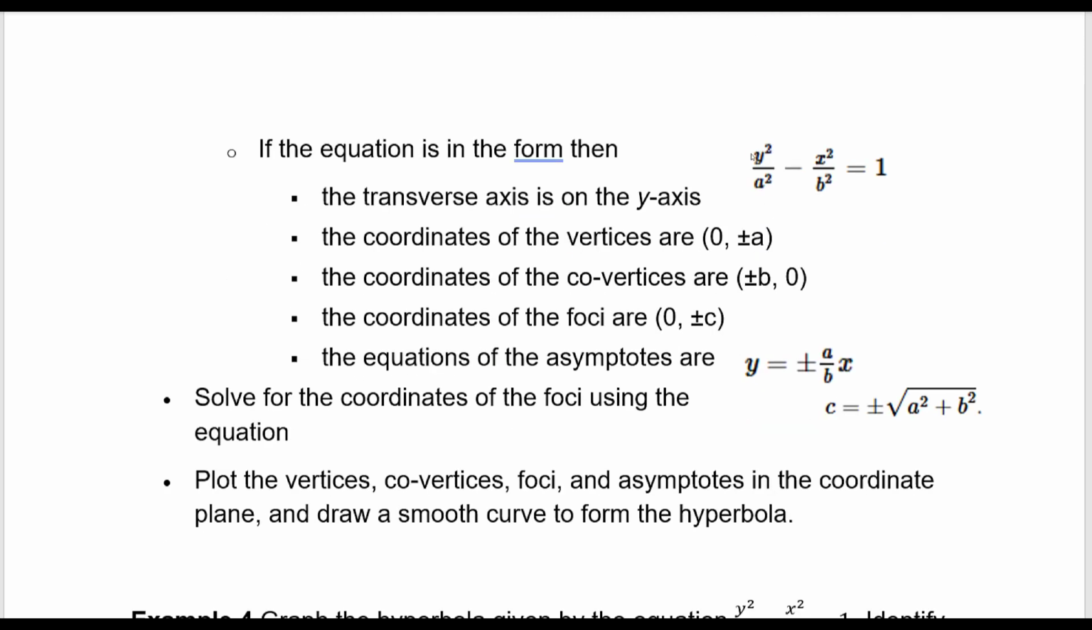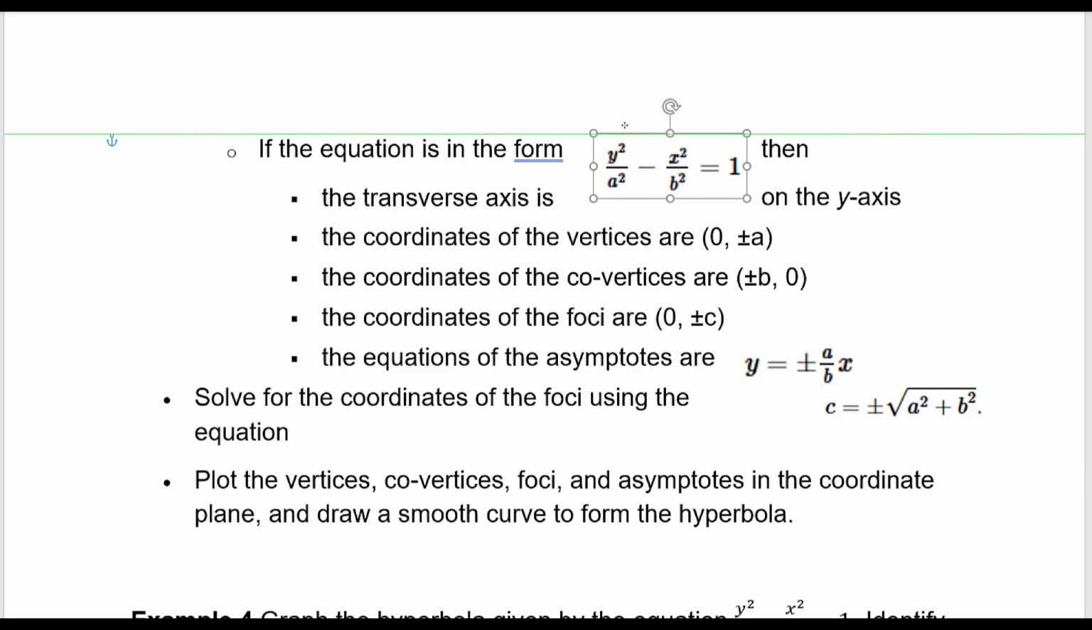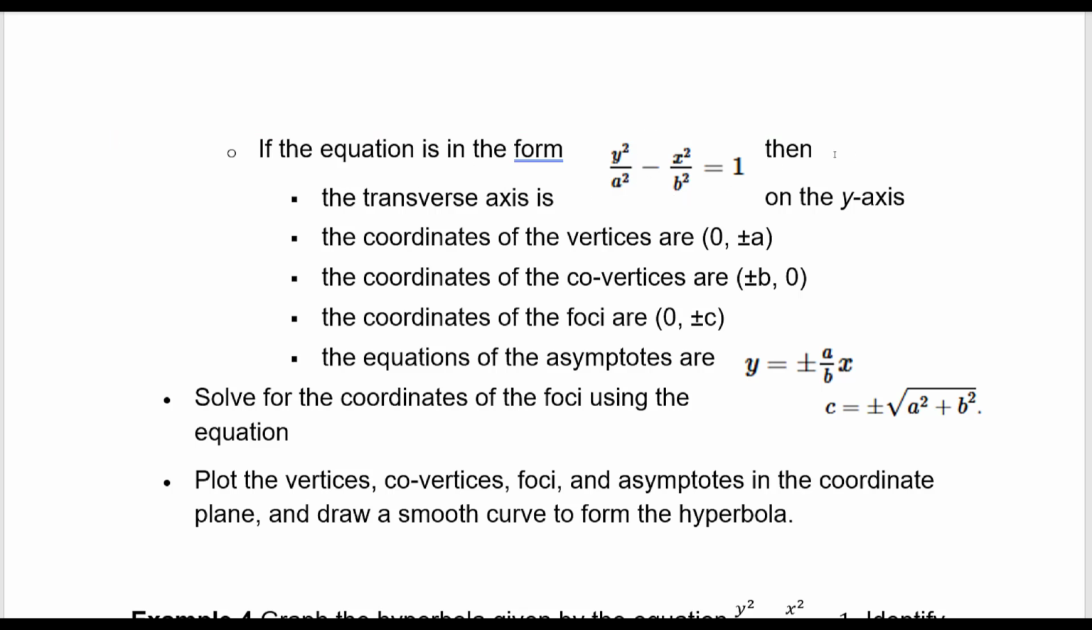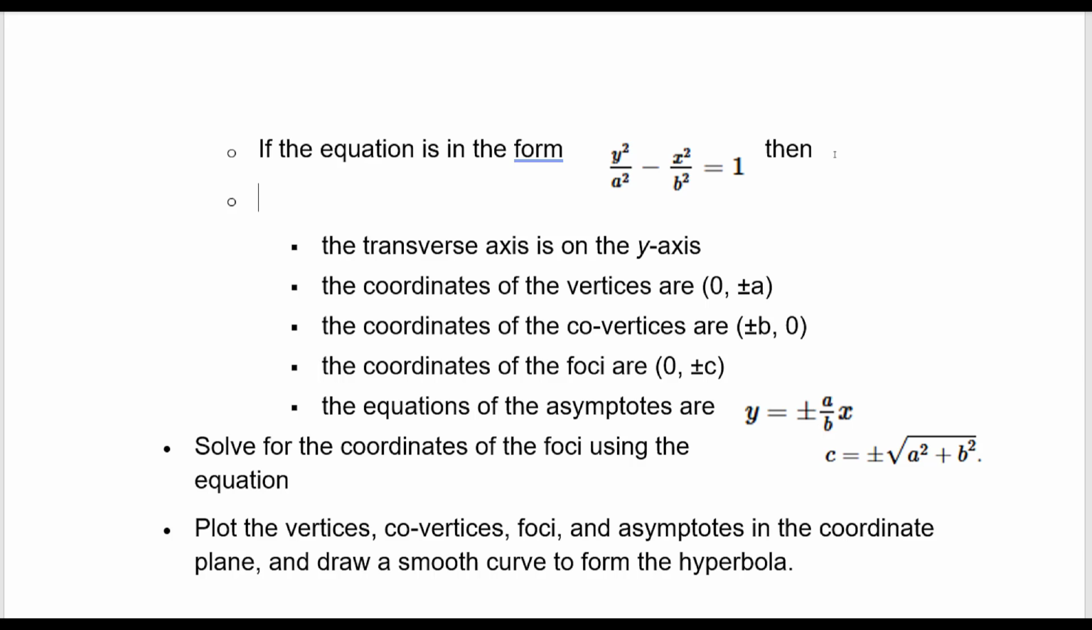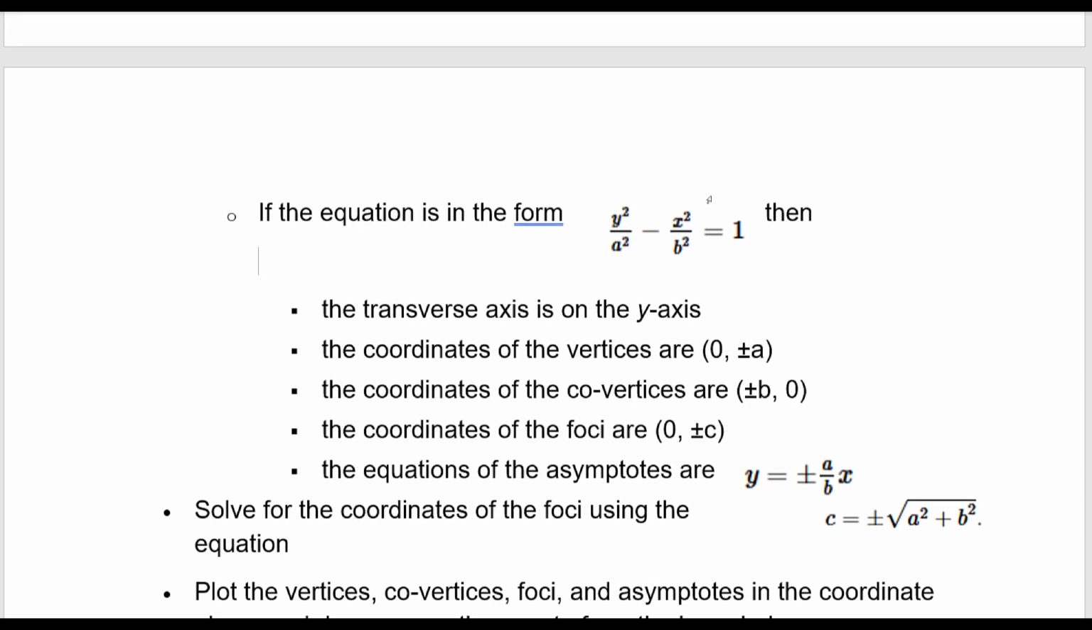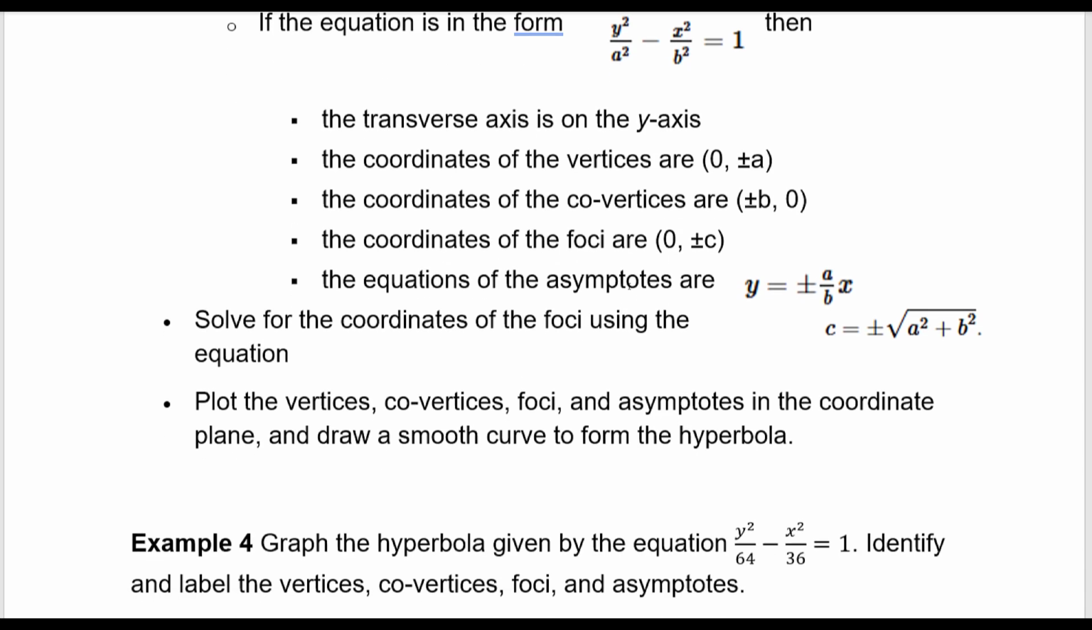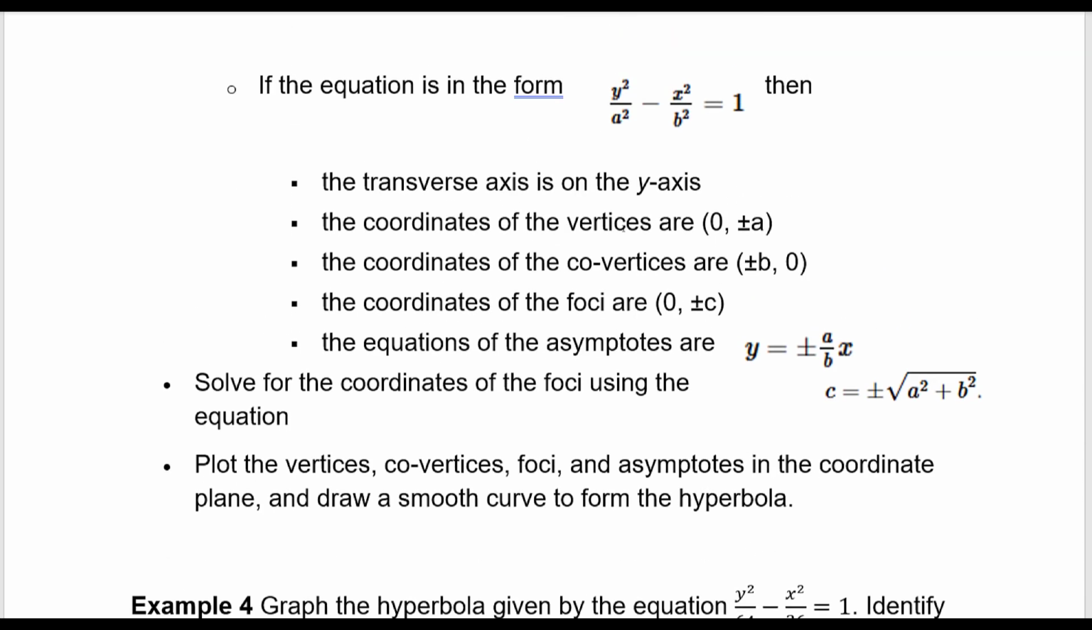If you have the form y squared over a squared minus x squared over b squared, then the transverse axis is on the y-axis. The coordinates of the vertices are 0 comma plus or minus a. Coordinates of the covertices are plus or minus b comma 0. Coordinates of the foci are 0 comma plus or minus c.